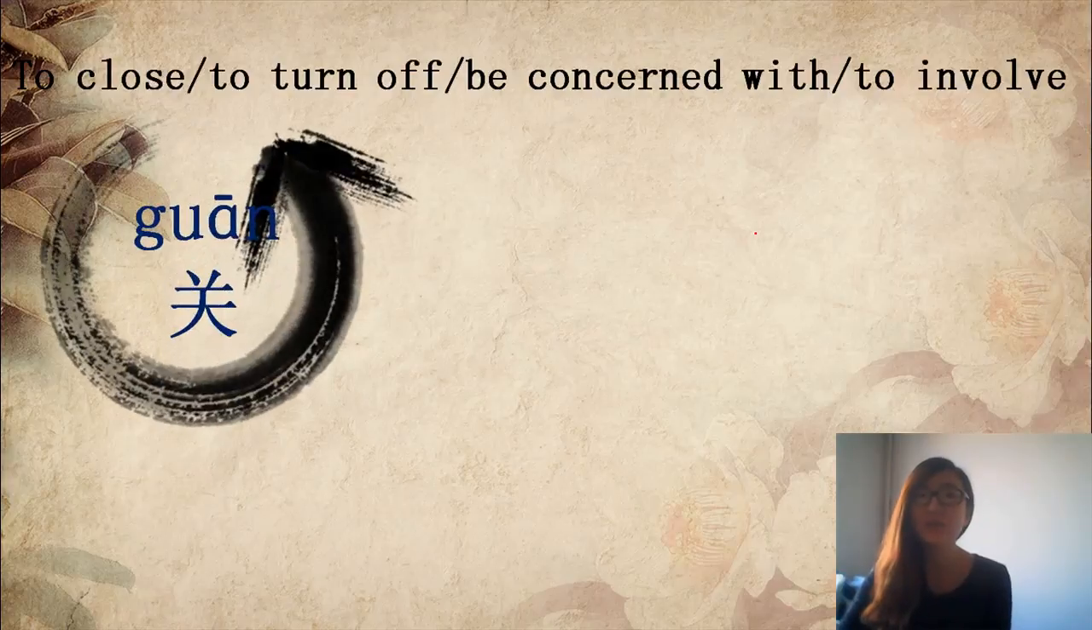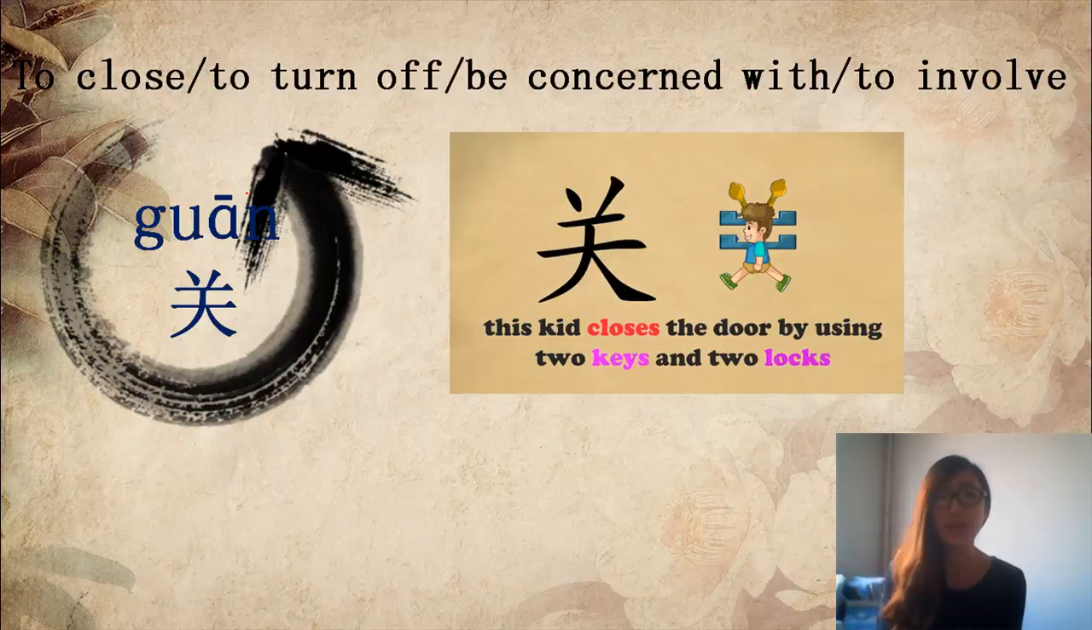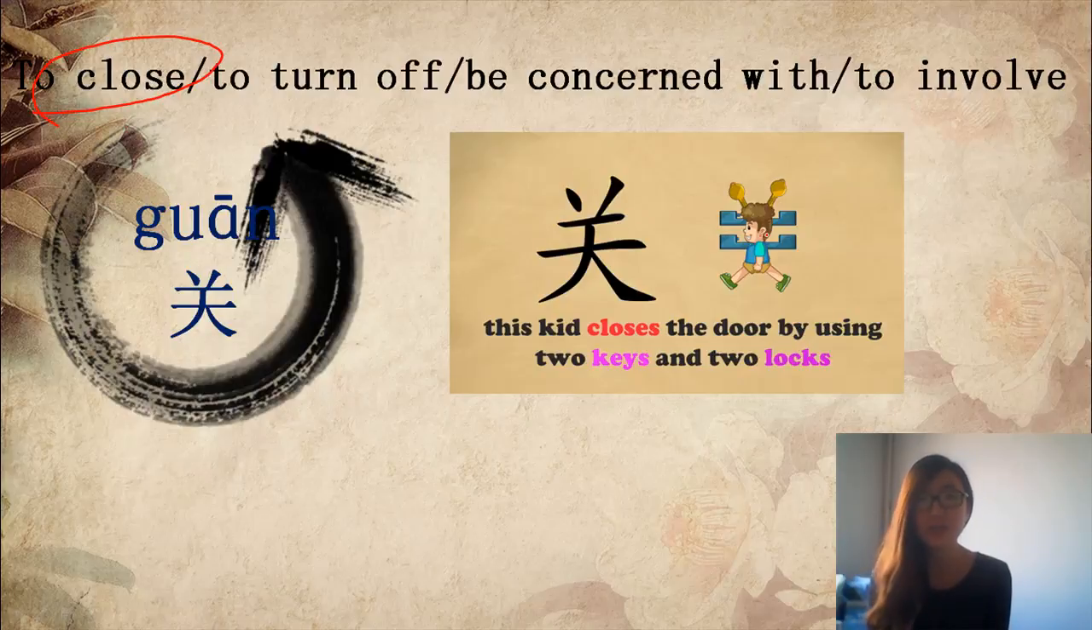Guan. Guan has several meanings, including to close, to turn off, to concern with, to involve. Okay, let's first look at the most basic meaning, to close. And you can see there are 2 keys, there are 2 locks, and there's a person. So you can imagine this character like this: a kid closes the door by using 2 keys and 2 locks. This is close.